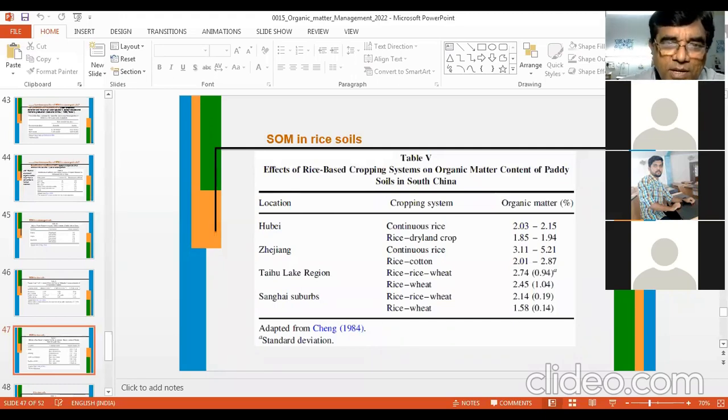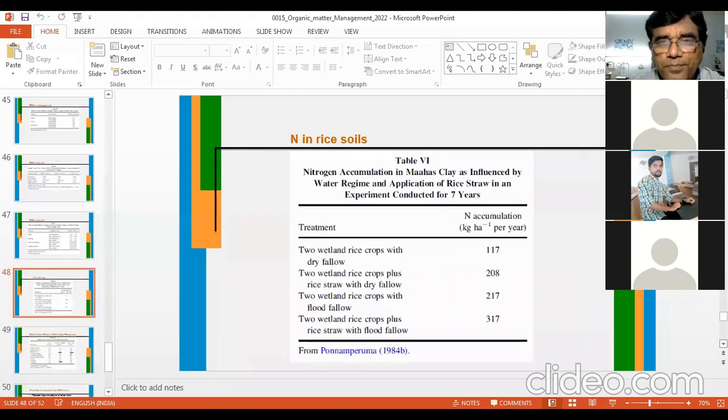Another location, in the Taihu Lake region, rice-wheat 2.74%, and rice-wheat 2.45%. So in the first case, you are taking 2 crops, rice and then wheat. So here it is more. And last is Shanghai. You can see rice-wheat 2.14 and rice-wheat just 1.58. So 2 crops, 3 crops of rice will accumulate more carbon.